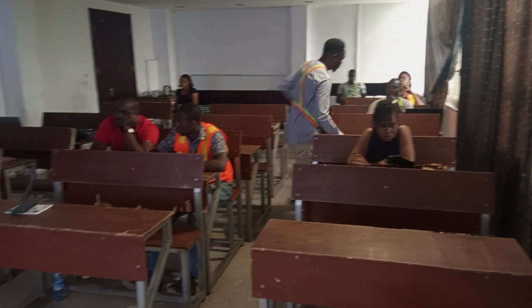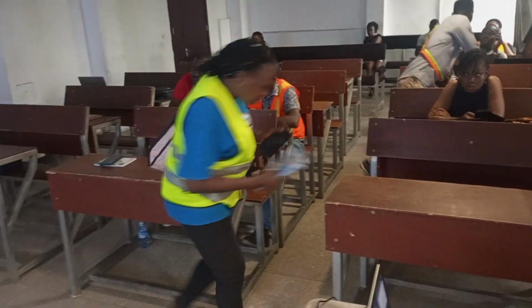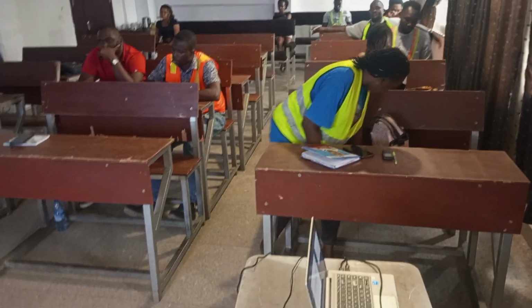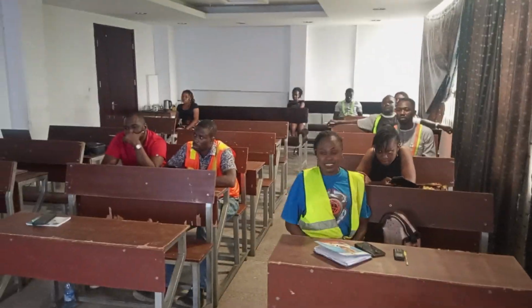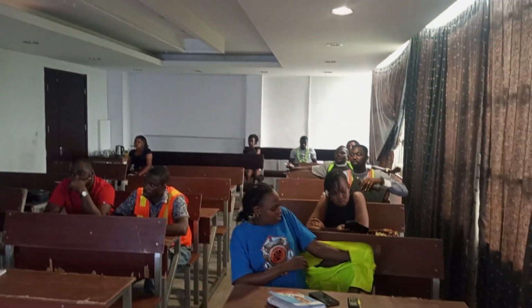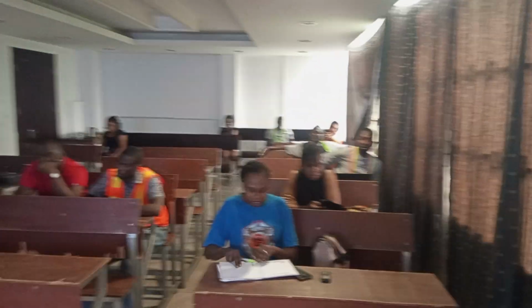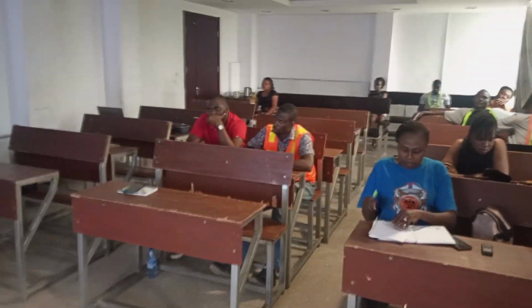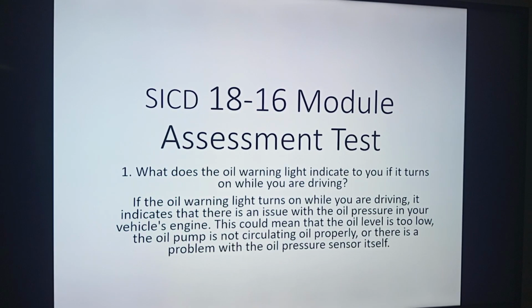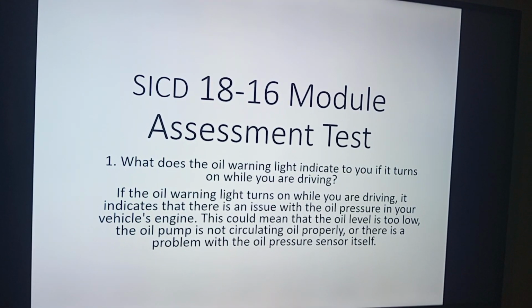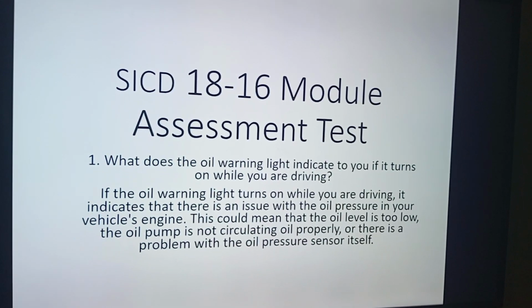This could mean that the oil level is too low, the oil pump is not circulating oil properly, or there is a problem with the oil pressure sensor itself. Ideally, you might not know the cause of the blinking of the oil indicator light. Mostly mechanical technicians detect it. But if you have the knowledge beforehand, you would know. Those are the three issues that can occur. Let me go to the next slide.